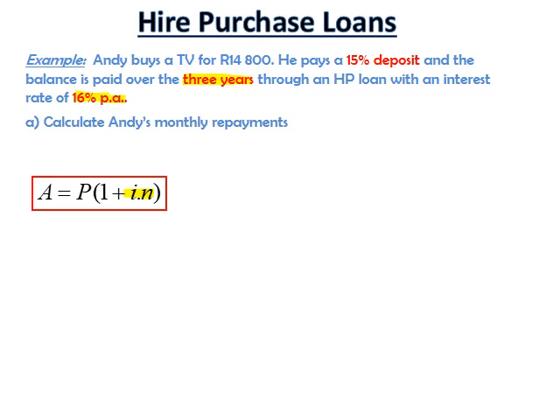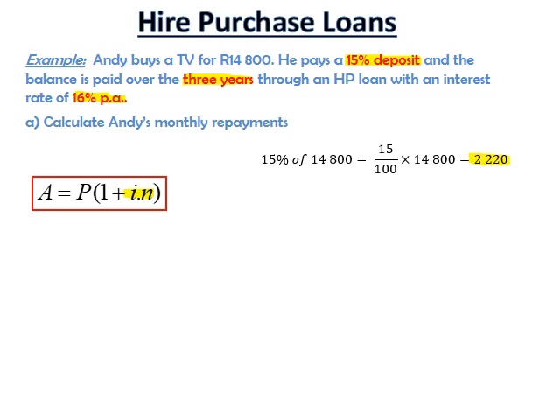Now what's different about these kinds of questions is that the P value is not given upfront because of this little guy called the deposit. We first have to work out what the loan amount will be after the deposit is subtracted. The deposit is the amount that you pay upfront to show that you are serious about paying the loan back, that you do have some sort of money to contribute towards this TV purchase. So 15% deposit means 15% of 14,800 Rand, which boils down to 15 over 100 times 14,800.